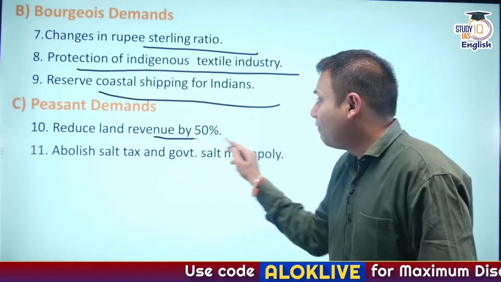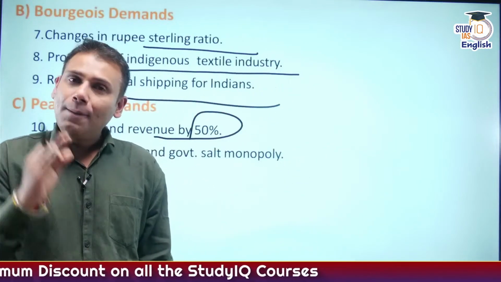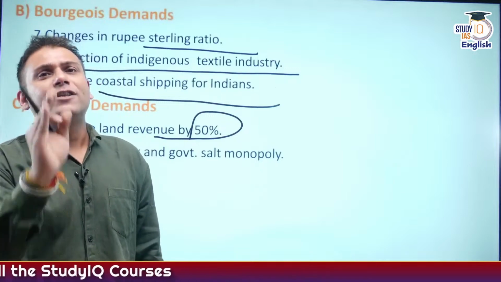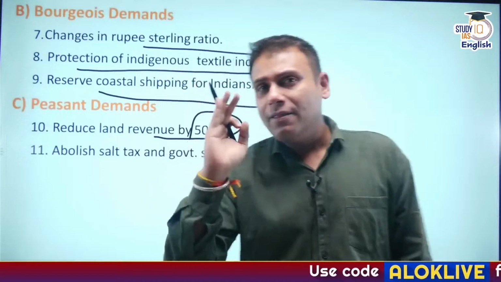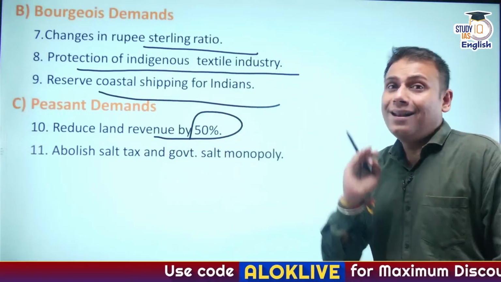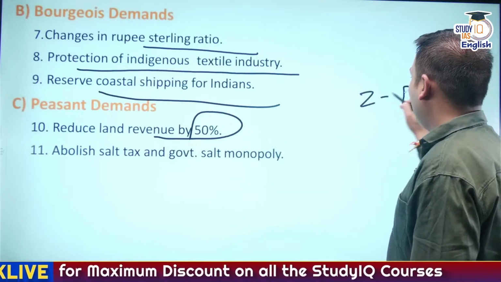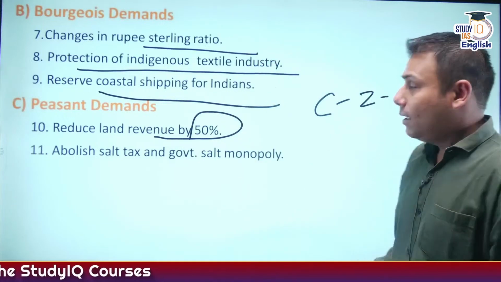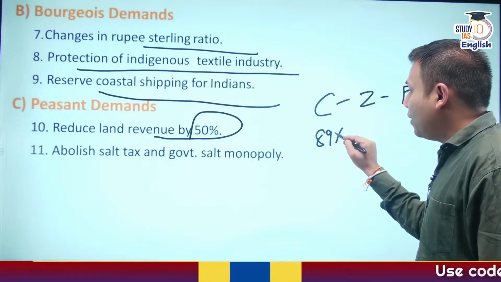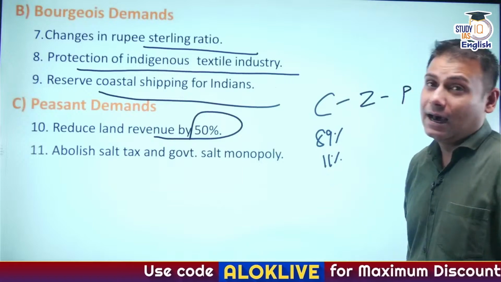Reduce the land revenue by 50%. Guys, we have seen the Zamindari system, Rayatwari system, and Mahalwari system. I'll again explain these systems in short. Pay attention carefully. In the Zamindari system of land revenue, which covered 19% of British India, the Zamindar acted as a middleman between the peasant and the company at that time. Okay? Wherein 89% of the revenue went to the company and 11% was kept by the Zamindar.